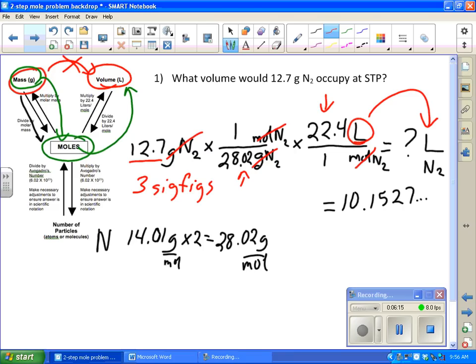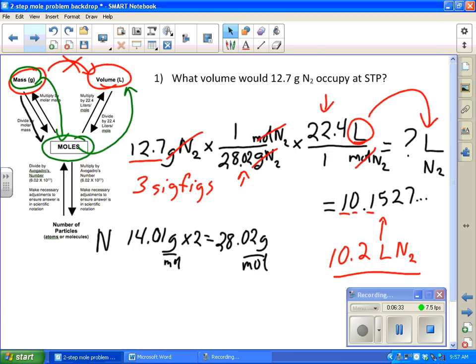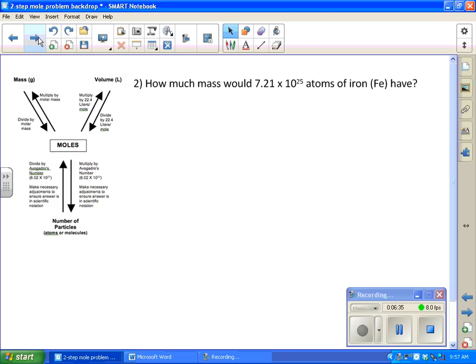So coming back to our answer, we know we are going to keep these 3 digits. There's a 5 there. We're going to round off then to 10.2 liters of nitrogen gas, and that would be our final answer. Let's go to the next problem.